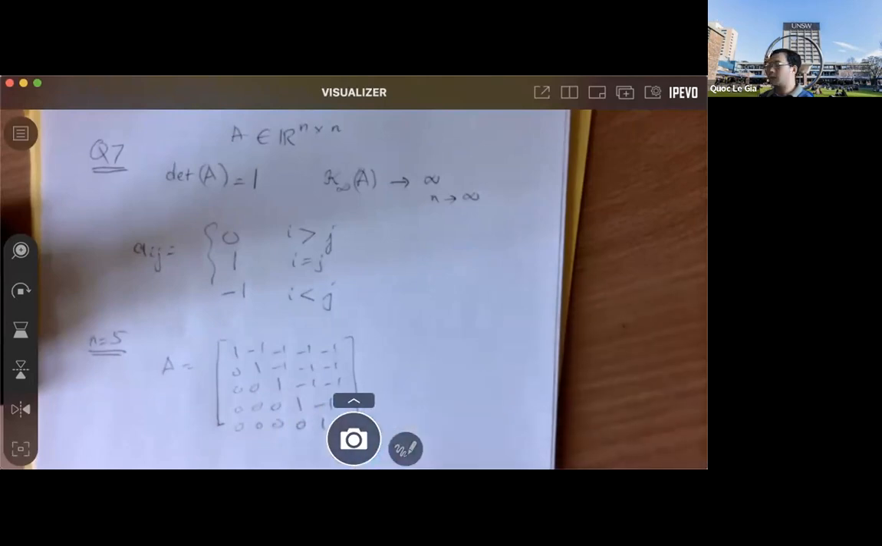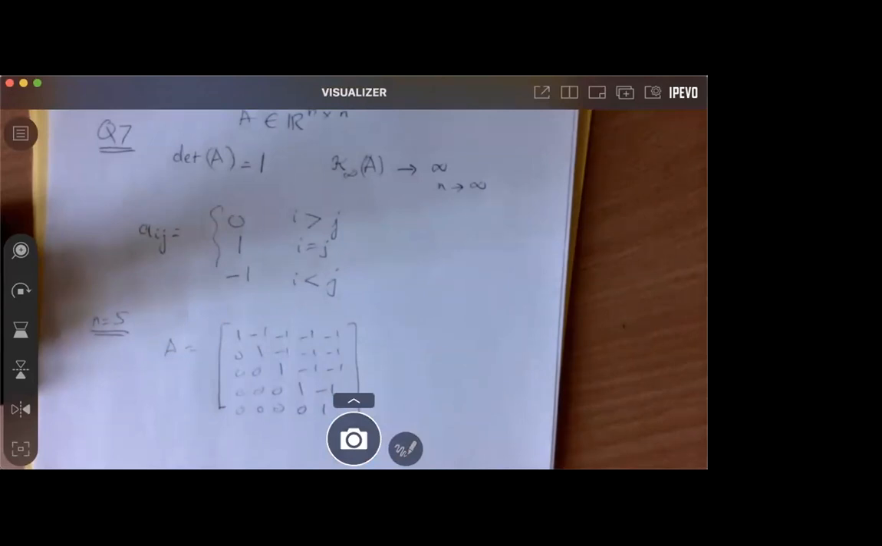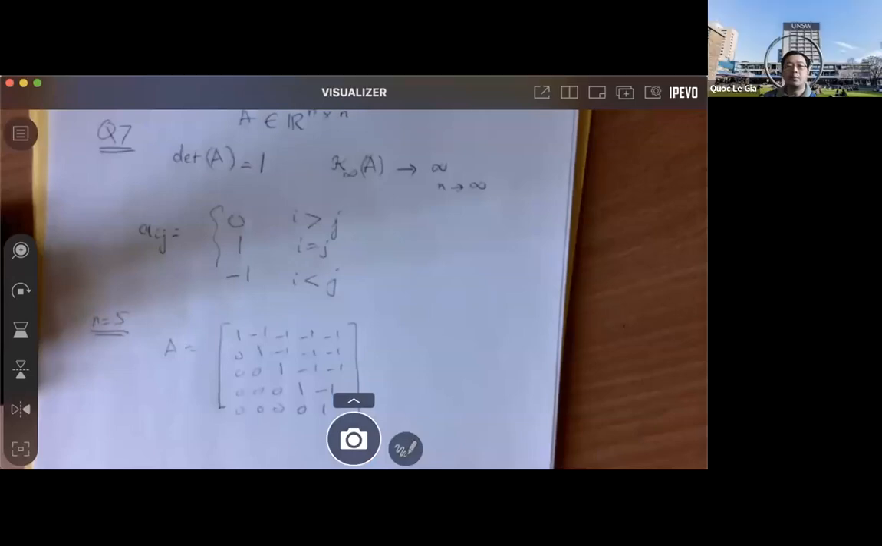Okay, so this is a matrix A. And you can see that the determinant of this matrix is 1, right? So why is the determinant of this matrix just equal to 1? Why is the determinant of A just equal to 1?